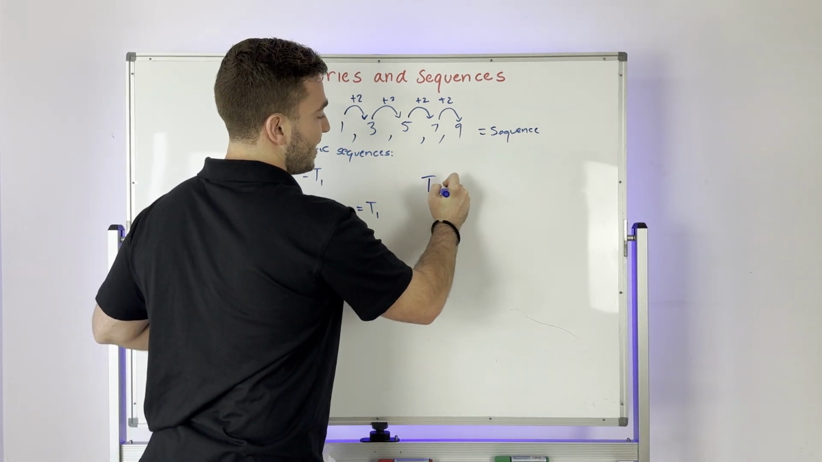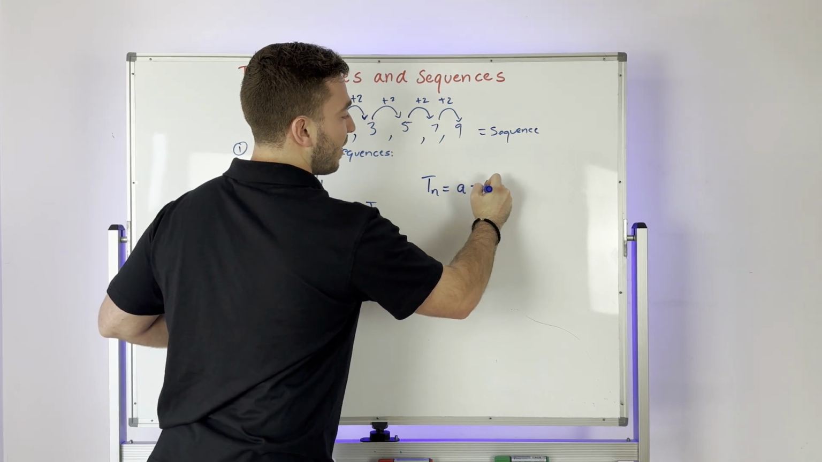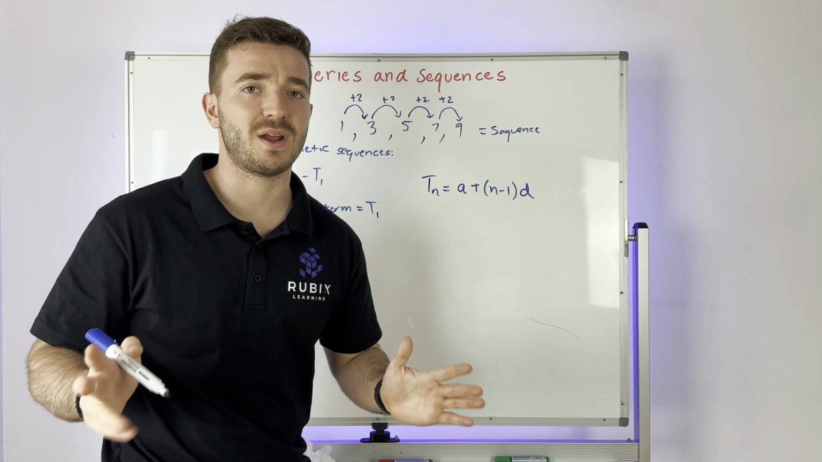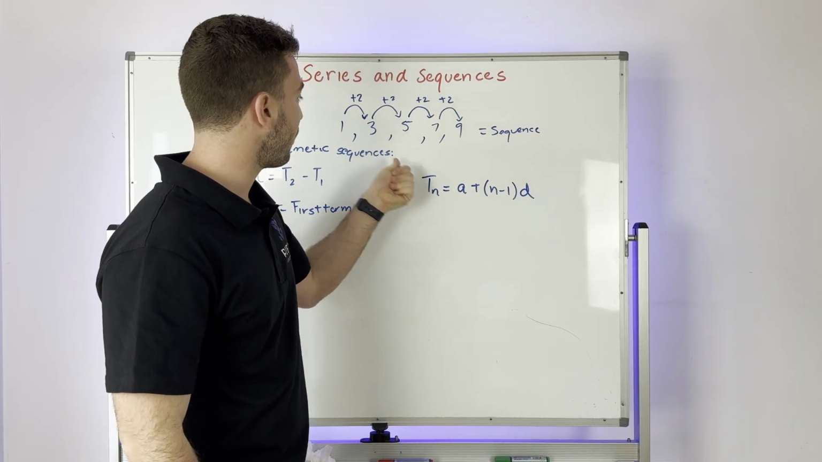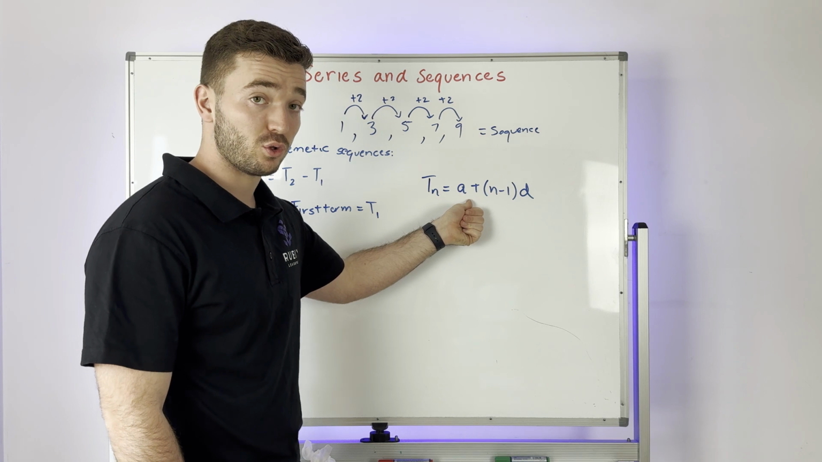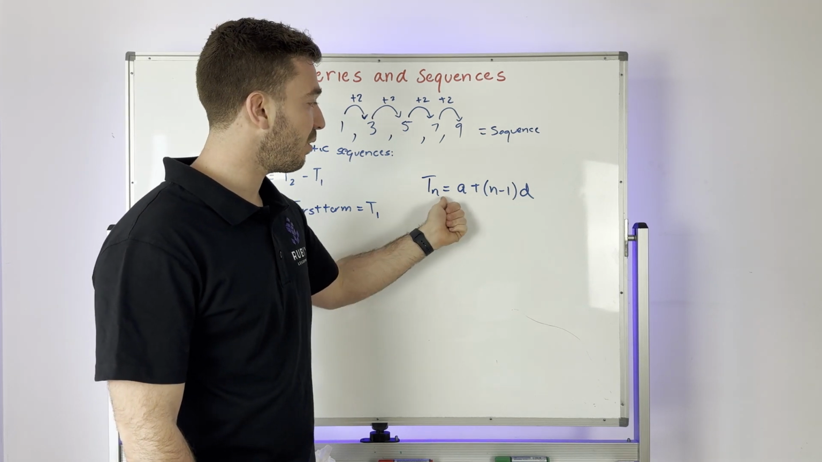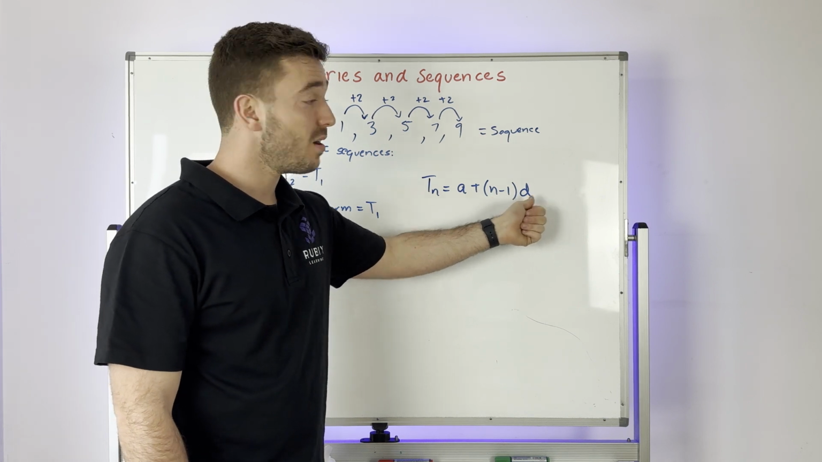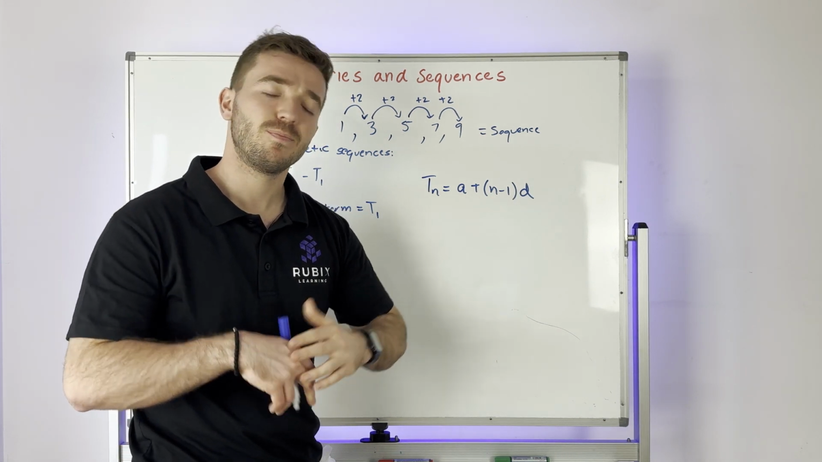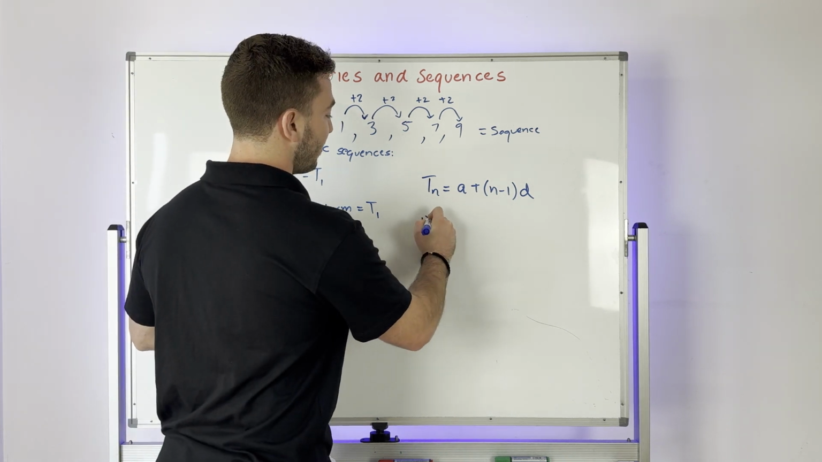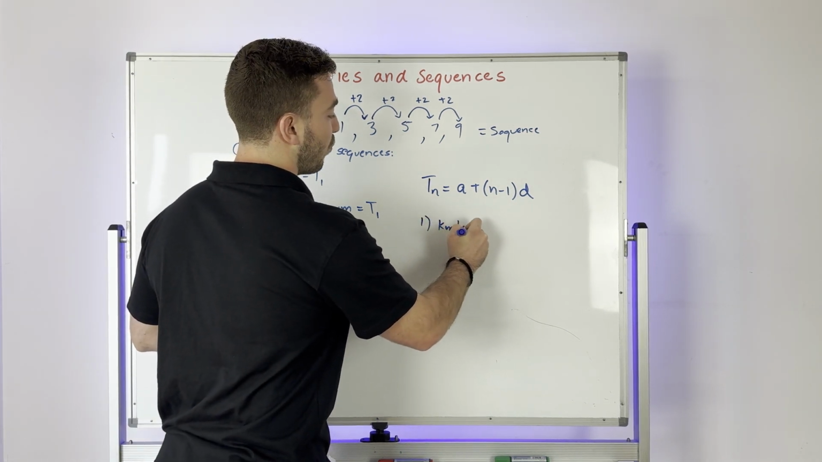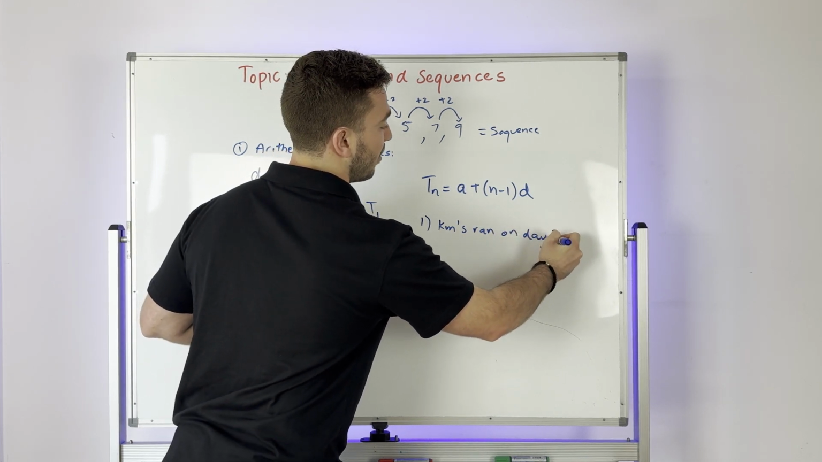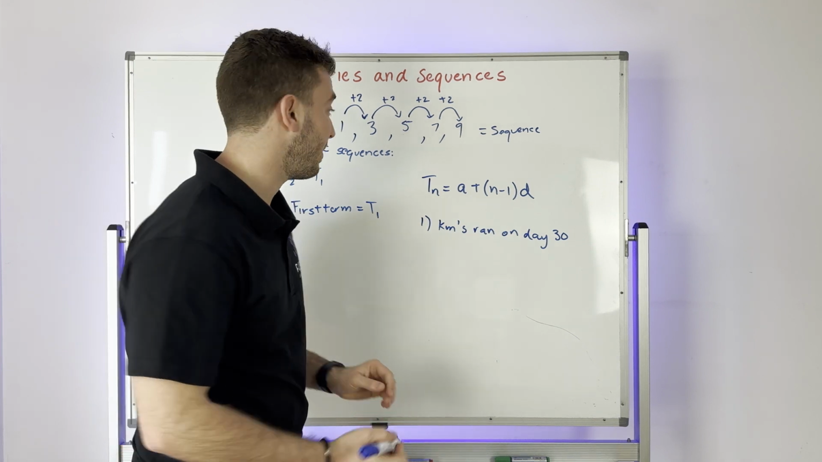That formula is Tn equals a plus (n minus 1) multiplied by d. So let's break this down. The nth term of an arithmetic sequence is equal to the first term plus the nth term that you're trying to find, so let's say 30, we'd sub in 30, take away 1, multiplied by the common difference. Let's do my example. I would like to find the kilometers that I ran on day 30. So let's sub it in.